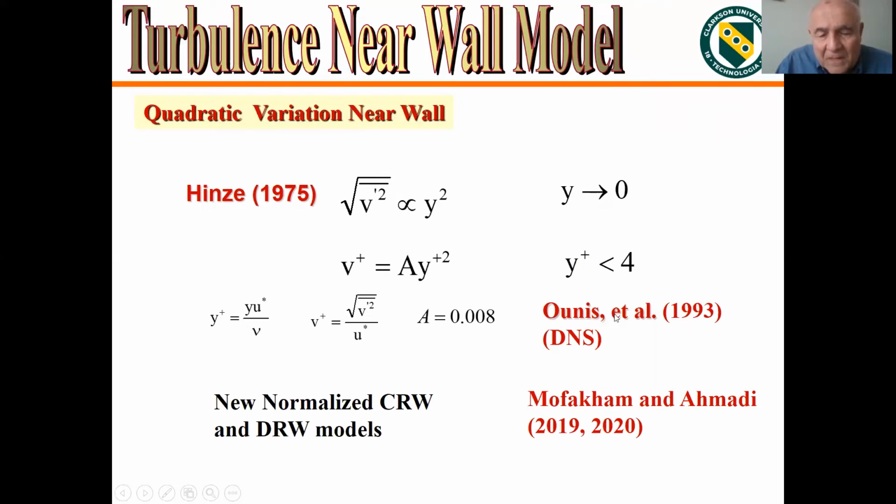We have done some DNS some years back and estimated the value for A here to be about 0.008. Many of the commercial codes essentially assume linear interpolation and miss this. This is one source of the error. And of course, the normalized CRW normalization is also important to get the accurate answer. And there are a couple of recent papers on this.